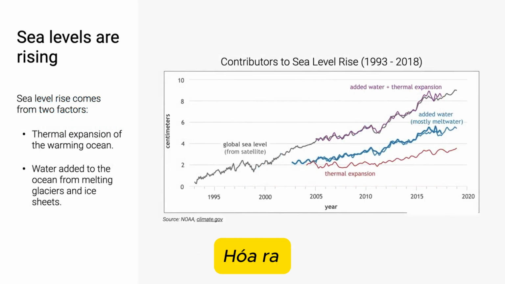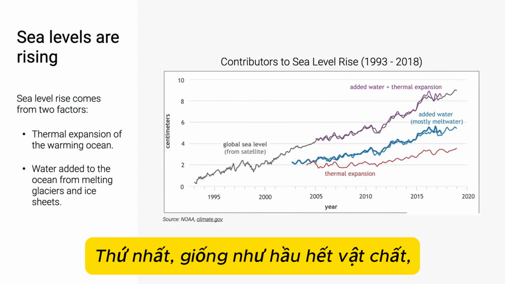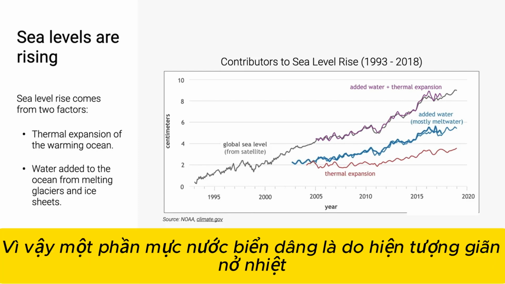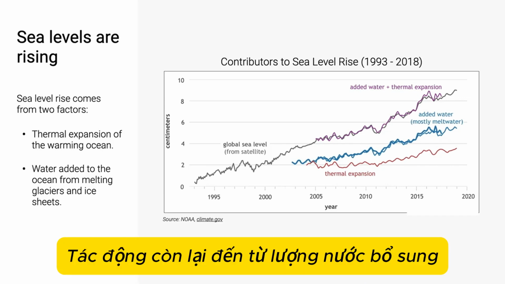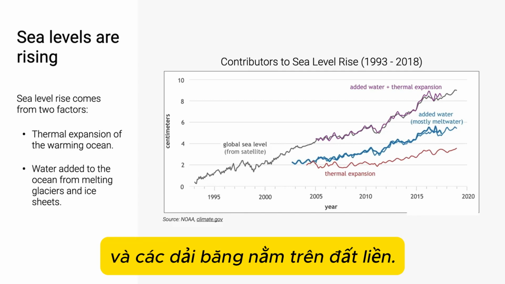It turns out that sea level rise is due to two primary factors. One, just like about everything else, when something heats up, it expands. So part of the sea level rise is due to thermal expansion from the warming ocean water. The other effect is from the addition of water coming from melting glaciers and other ice sheets that cover land.